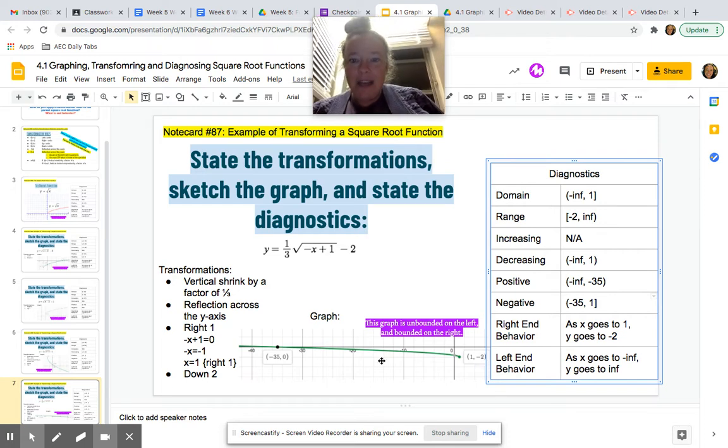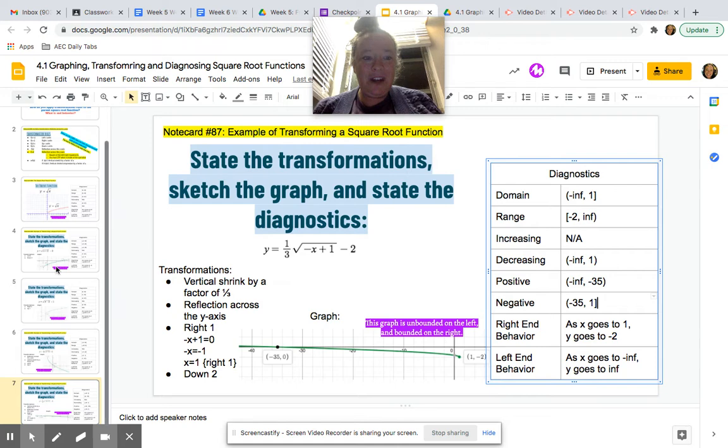All right, anyhow, my right end behavior. Now remember, we are bounded on the right. So as my x values go to 1, my y value goes to negative 2. And on the left, I'm unbounded. So as x values go to negative infinity, my y values are actually going up. They're going up, so they're going to infinity.